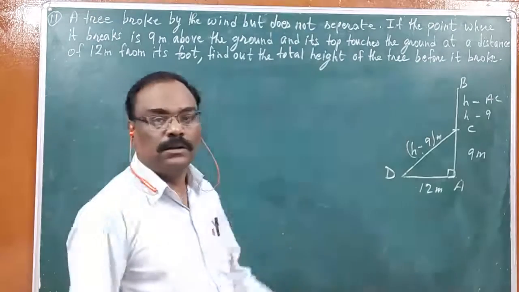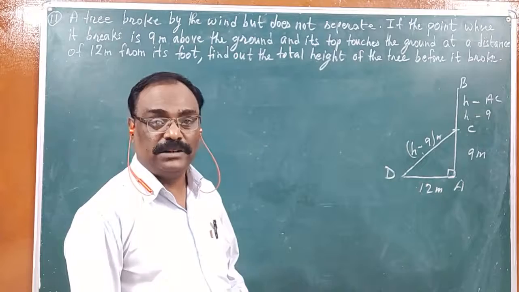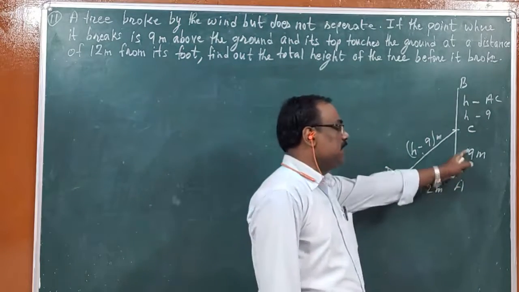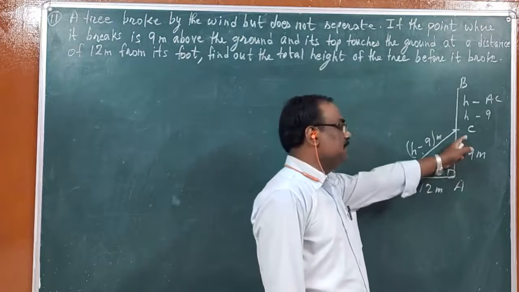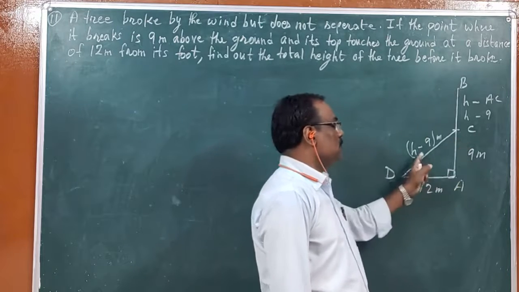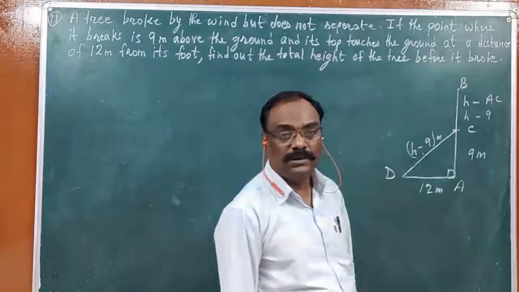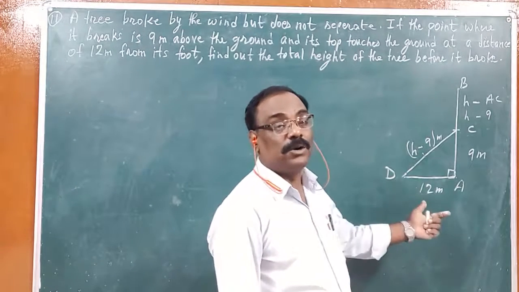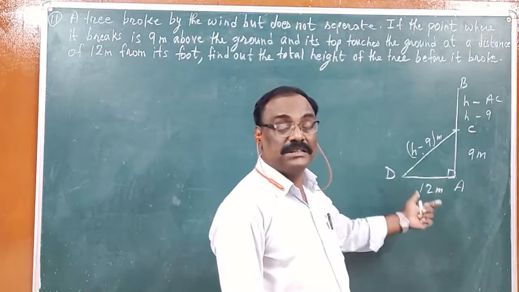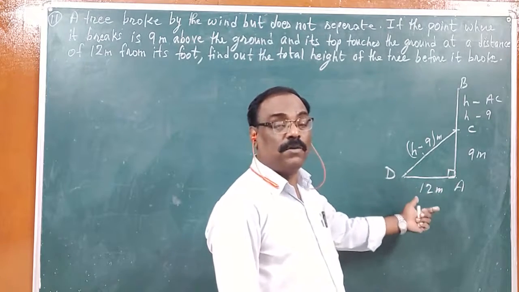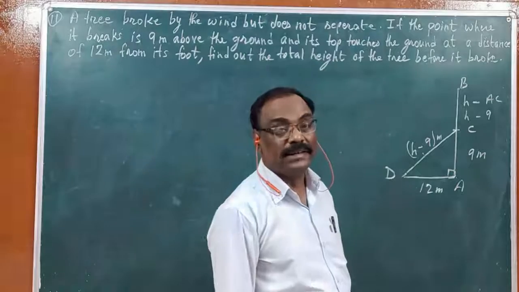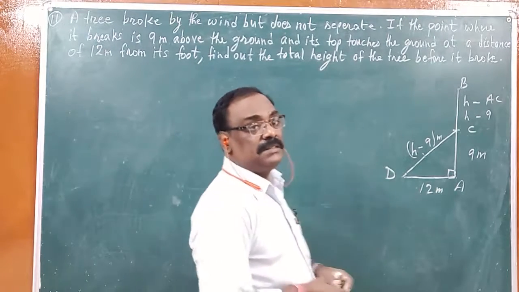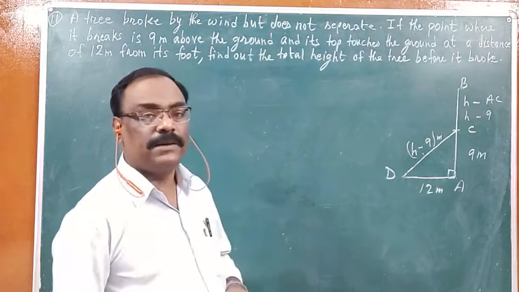Total height, we have taken h meter. So from h, I have subtracted the height that we know, that is AC height, that is 9 meter. So h minus 9 meters. Now we need to take out the length of this hypotenuse, that is CD. If we take out the length of the CD, we will get the answer.